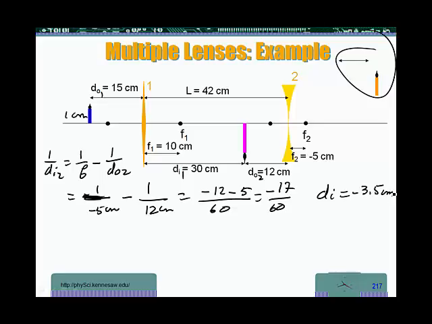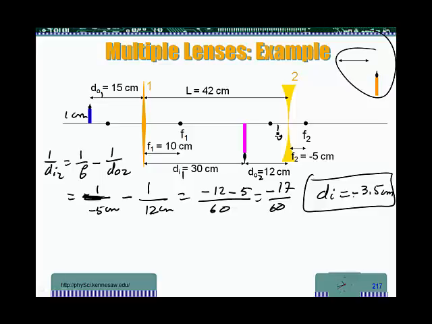Now, the key here is the minus sign. It tells us that my image is actually on the same side as the object. So it's going to be less than 5 centimeters, somewhere here. That's where my image is.